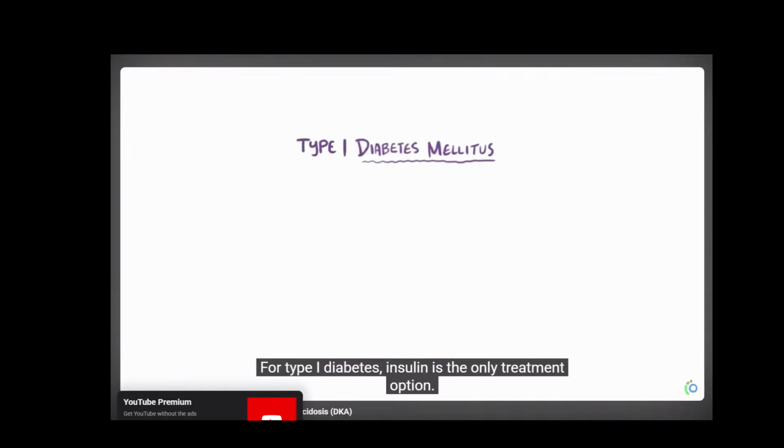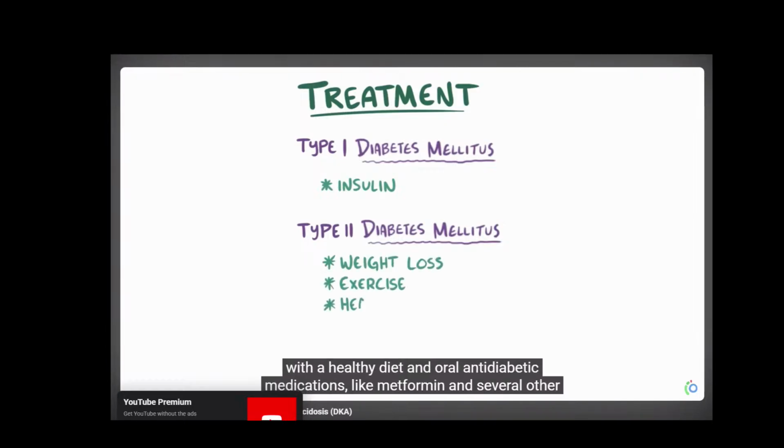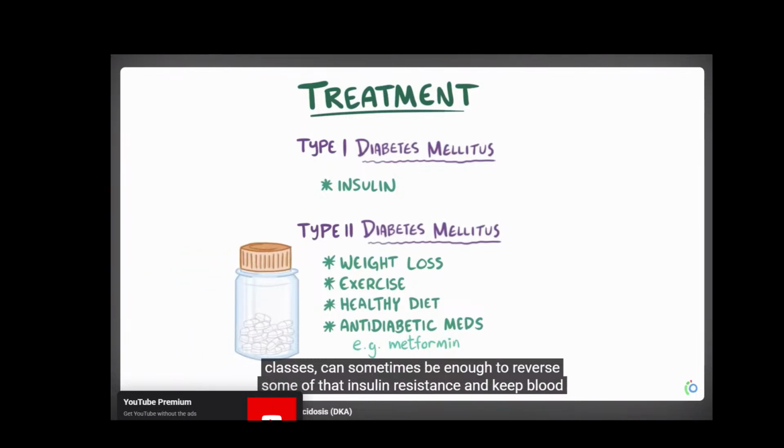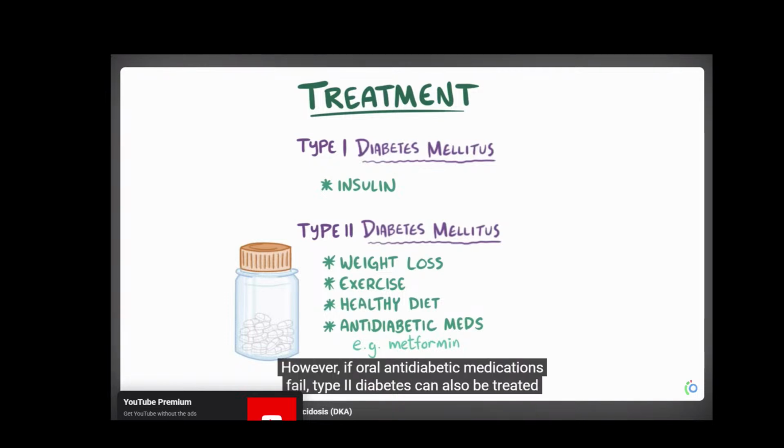For type 1 diabetes, insulin is the only treatment option. For type 2 diabetes, on the other hand, lifestyle changes like weight loss and exercise, along with a healthy diet and oral anti-diabetic medication, like metformin and several other classes, can sometimes be enough to reverse some of that insulin resistance and keep blood sugar levels in check. However, if oral anti-diabetic medications fail, type 2 diabetes can also be treated with insulin.